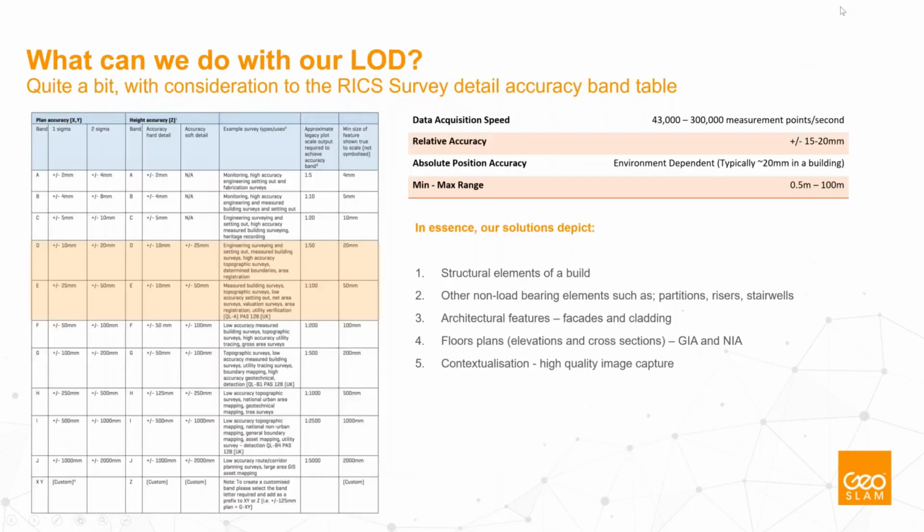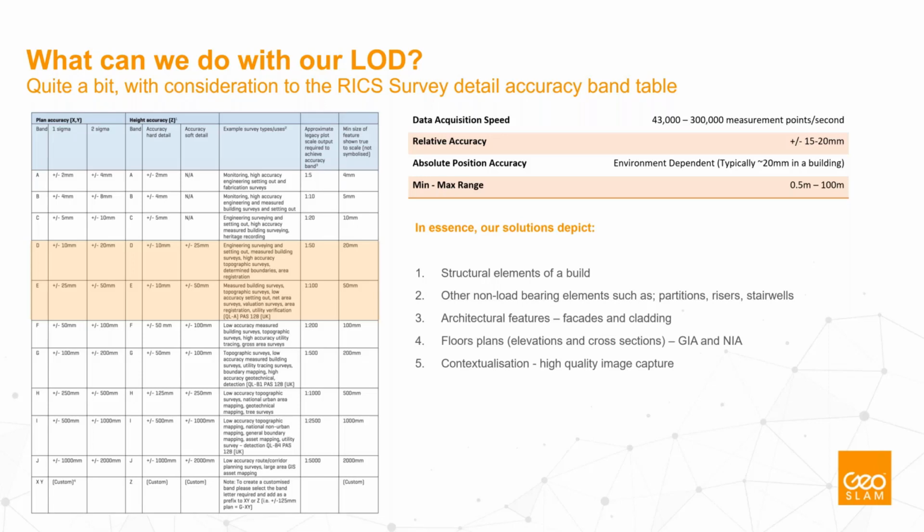As well, I believe it's a good representation of accuracy, the table defined by the Royal Institution of Chartered Surveyors. In here, they define what accuracy scanners can be used for what type of things. We see ourselves fitting in quite well, because our accuracy ranges from 10 millimeters to 20 millimeters, really.